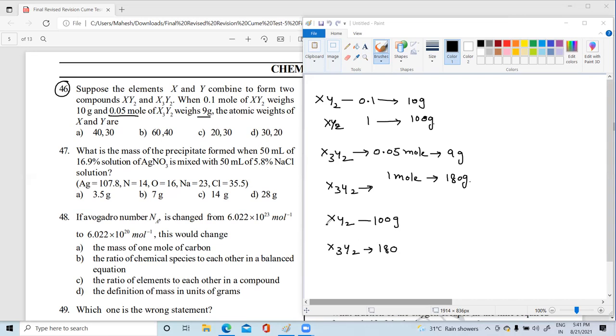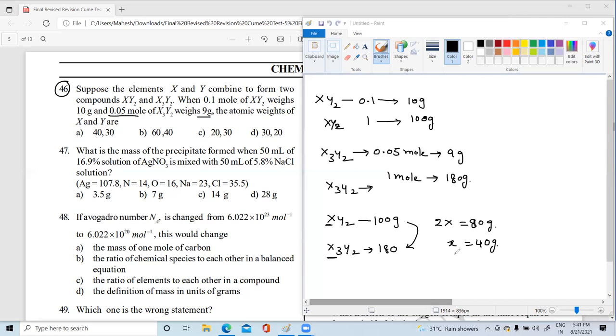So here only one x is there, here two x atoms are extra. So how much mass is increased here? 80 grams is increased. Nothing but 2x elements equal to 80 grams, right? Then x equal to how much? Atomic weight is 40 grams per x.